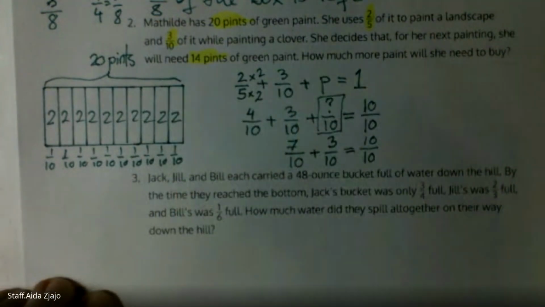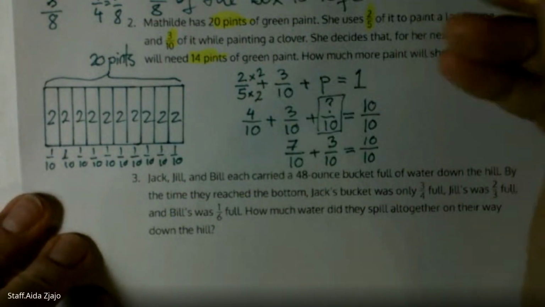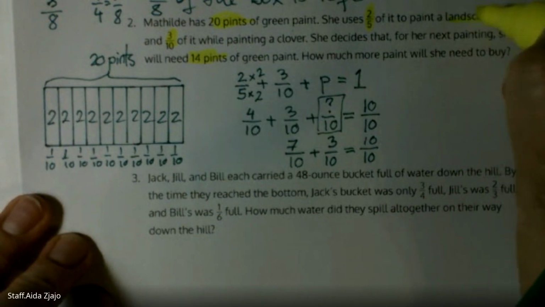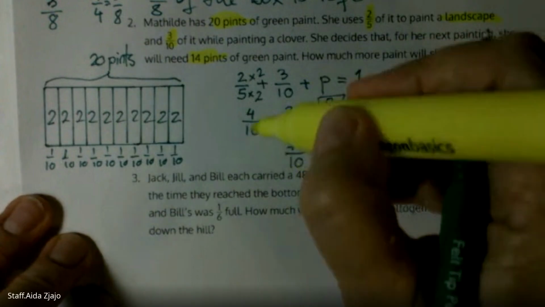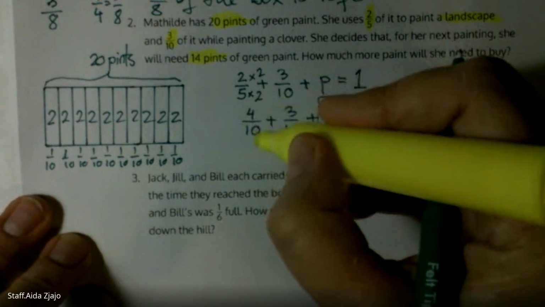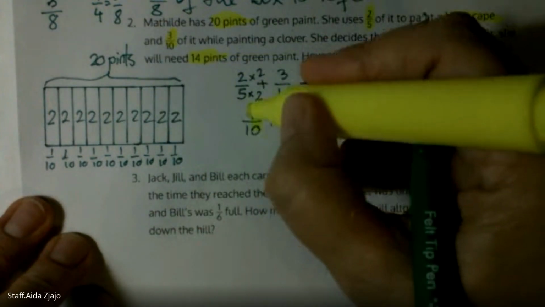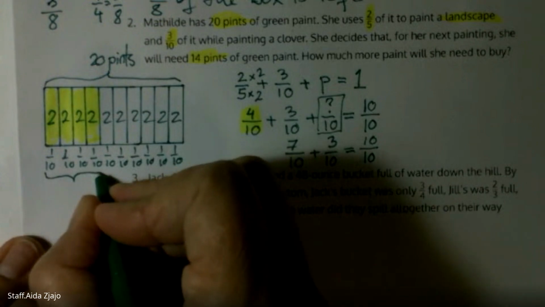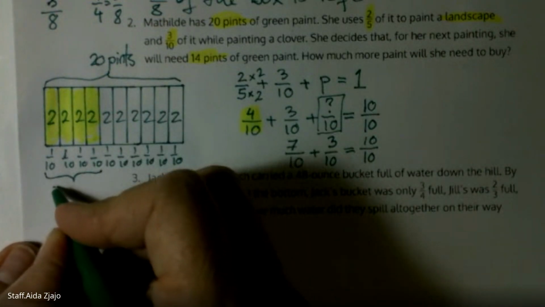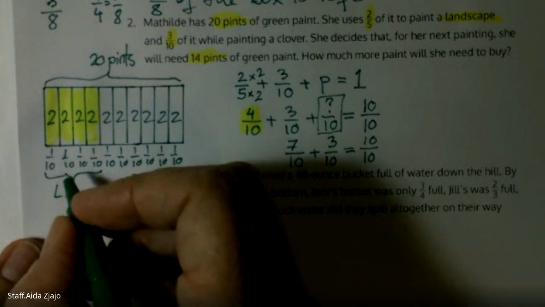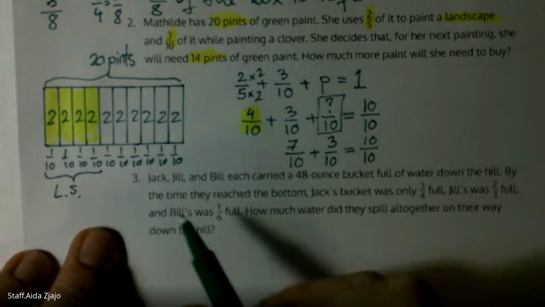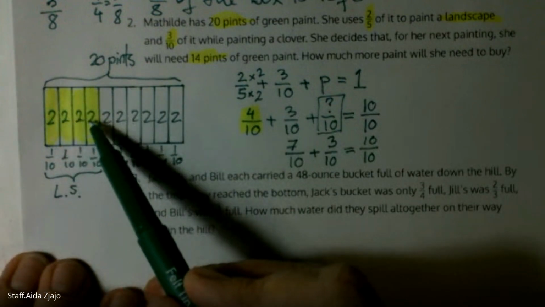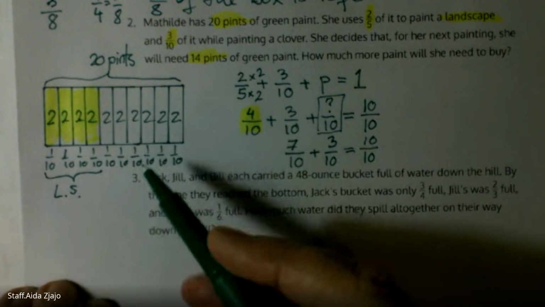And right there on the picture, you can see that she did the landscape with 2/5 or 4/10. So 4/10 is her first 1/10, 2/10, 3/10, 4/10. 4/10 is landscape. I'm going to abbreviate it as L, and then that would be 2, 4, 6, 8. 8 pints she uses for landscape.